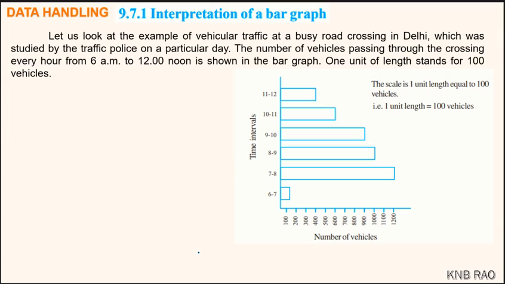In this bar graph, 1 unit of length stands for 100 vehicles, which we call the scale. So, the scale is 1 unit of length equal to 100 vehicles. Normally, the scale is written like this: 1 unit length is equal to 100 vehicles.